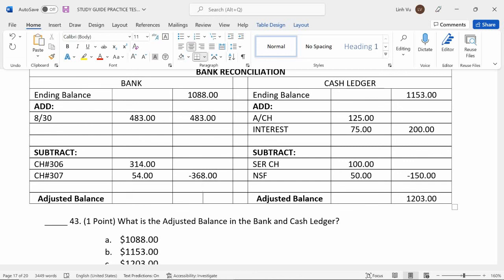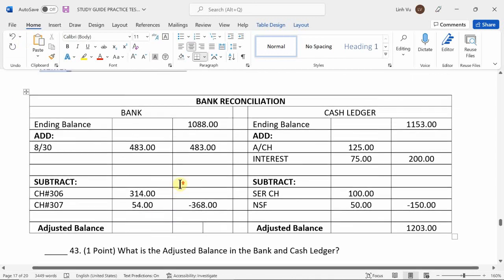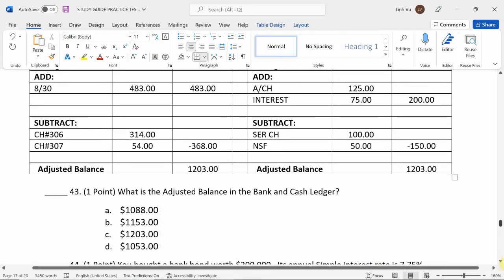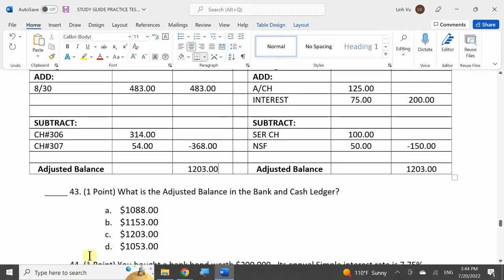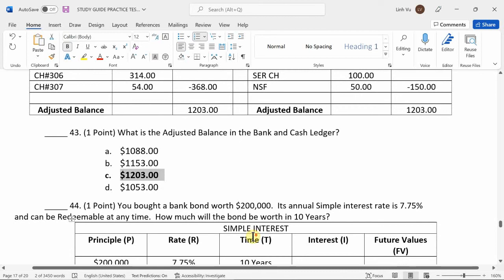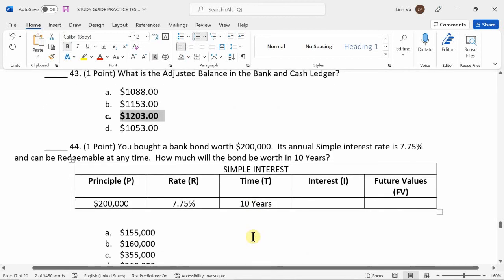So, what is my adjusted balance in my bank account? If I started out with 1088, I get 1203. So in this case, does this match? Yes, it does. So in this case, my answer is 1203. Okay. All right.